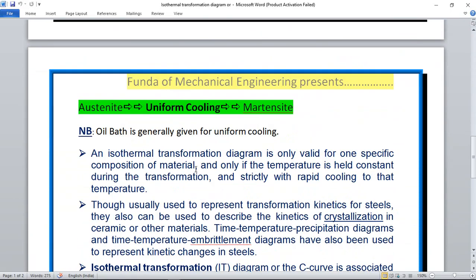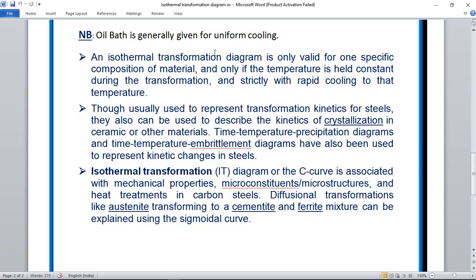I already explained quenching, hardening, and so on. An isothermal transformation diagram is only valid for a specific composition of material, and only if the temperature is held constant throughout the transformation. It is very clear, and strictly with rapid cooling to that temperature. Though usually used to represent transformation kinetics for steel, they can also be used to describe the kinetics of crystallization in ceramic and other materials.